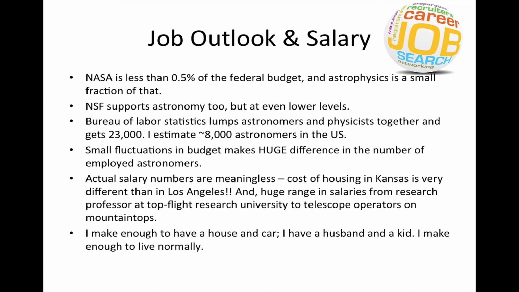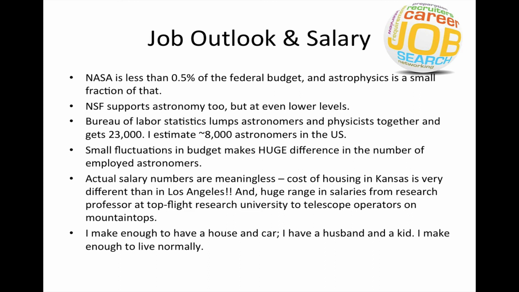The National Science Foundation supports astronomy too, but there too, it's not really that much money in terms of the fraction of the federal budget. It's really tiny. If you look up the statistics at the Bureau of Labor, it lumps astronomers and physicists together, and they get 23,000. I figure there's probably about 8,000 astronomers in the U.S., but different people get different numbers when they try to guess. What that means is it's a very tiny fraction of the federal budget, and there's not very many astronomers in the U.S. So small fluctuations in the federal budget can make an enormous difference in the number of astronomers that are employed.